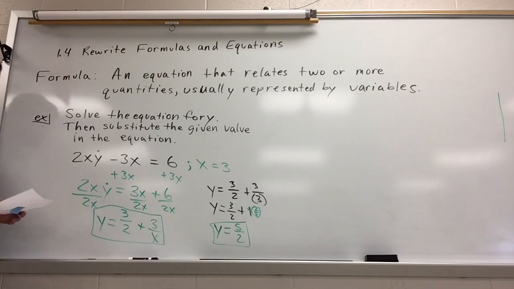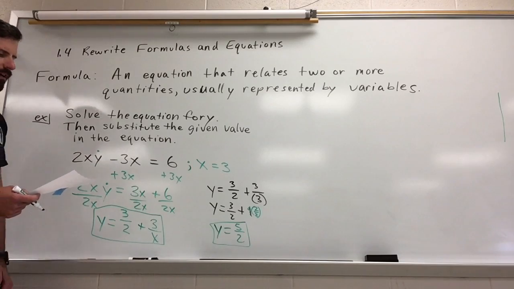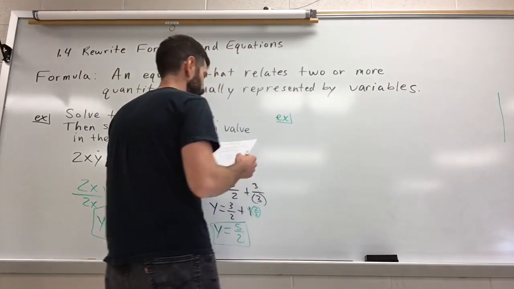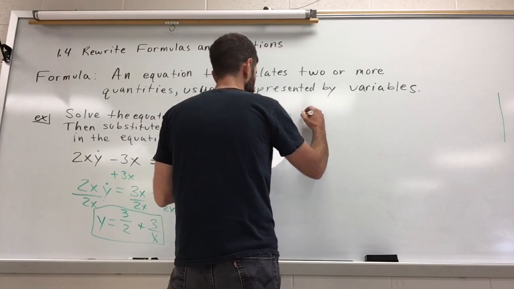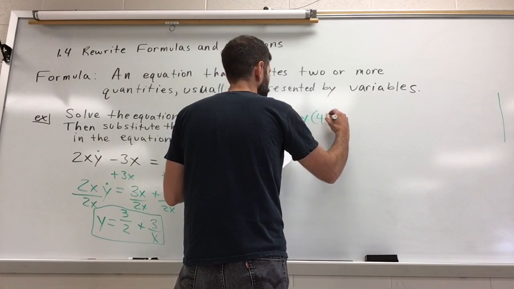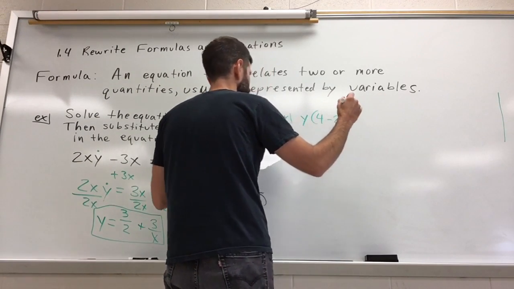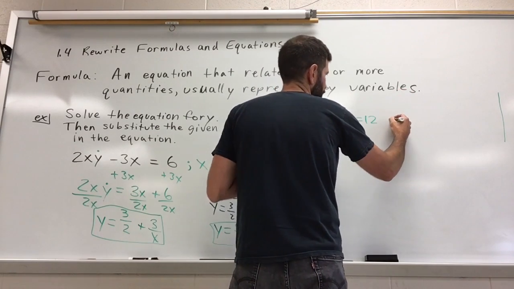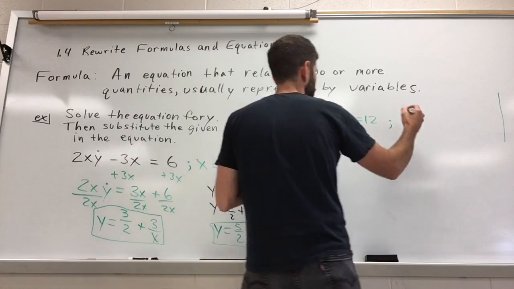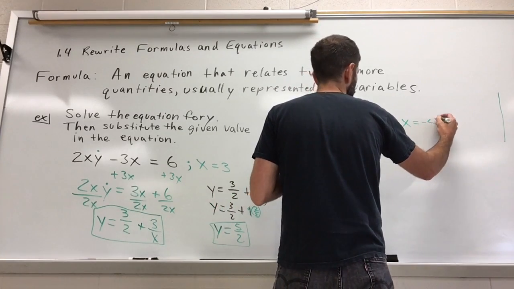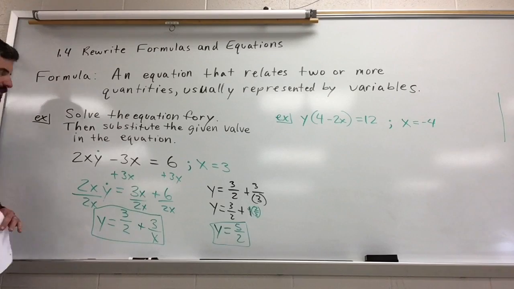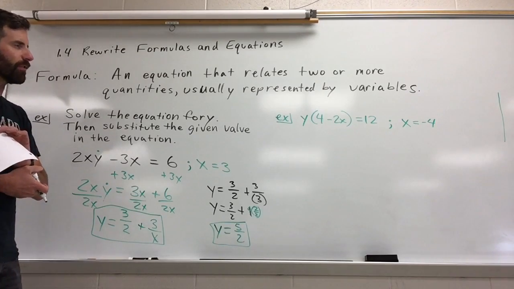All right, let's do another one involving x and y. Same instructions, okay? And we've got y times 4 minus 2x equals 12. And I'll go ahead and tell you what we're going to be given. We're going to be given that x is equal to -4. But we want to solve the equation for y first. Okay, solve it for y first.